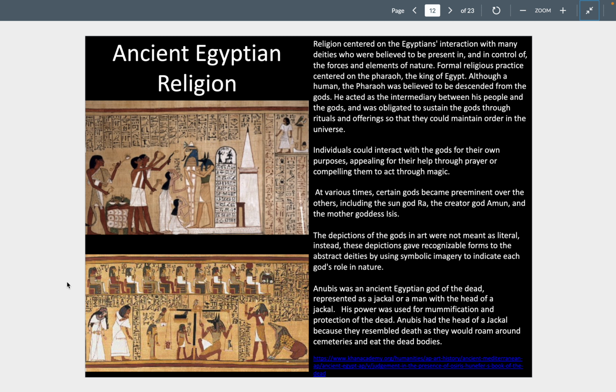So the depictions of the gods are not necessarily literal, but gave recognizable forms to abstract deities using symbolic imagery to indicate their role in nature.